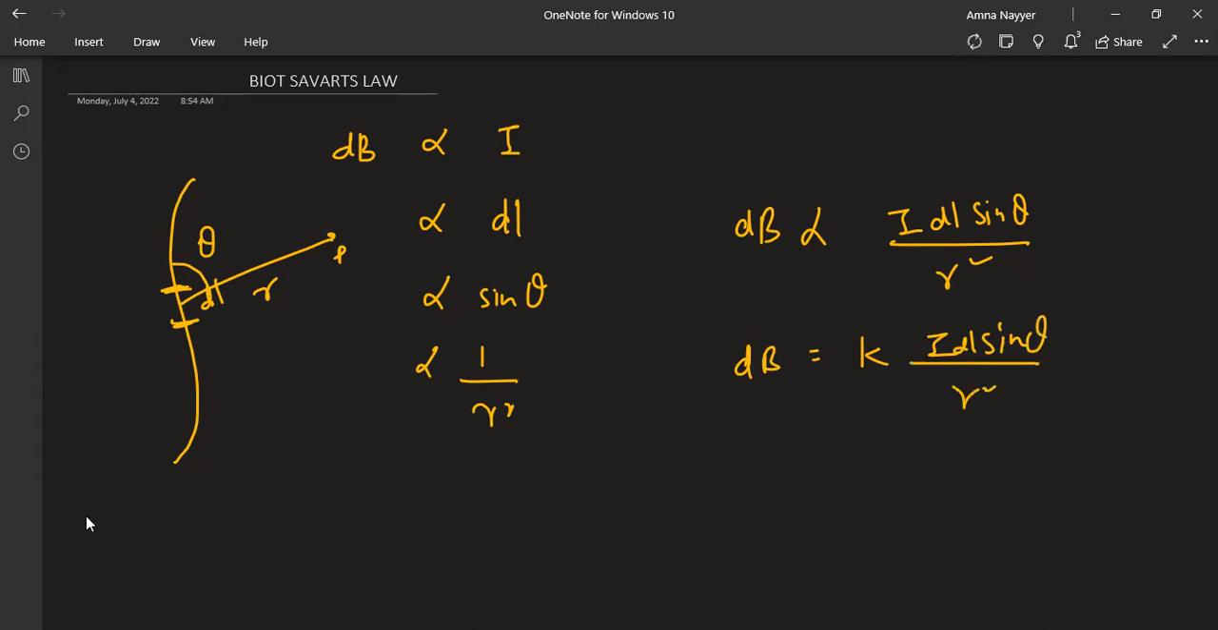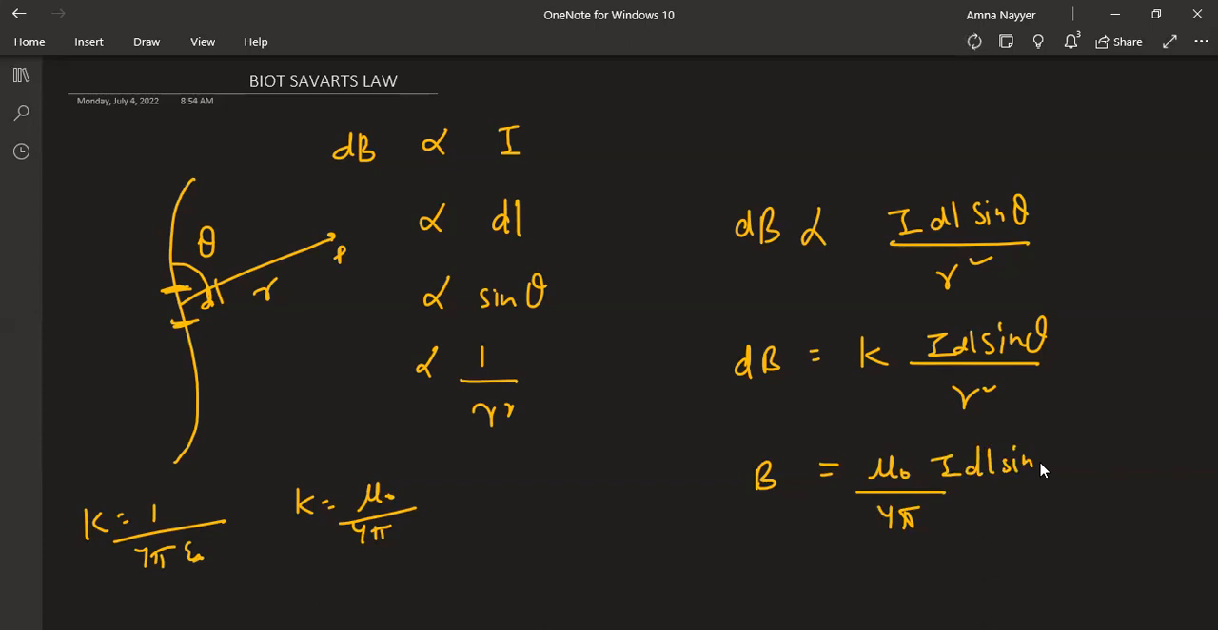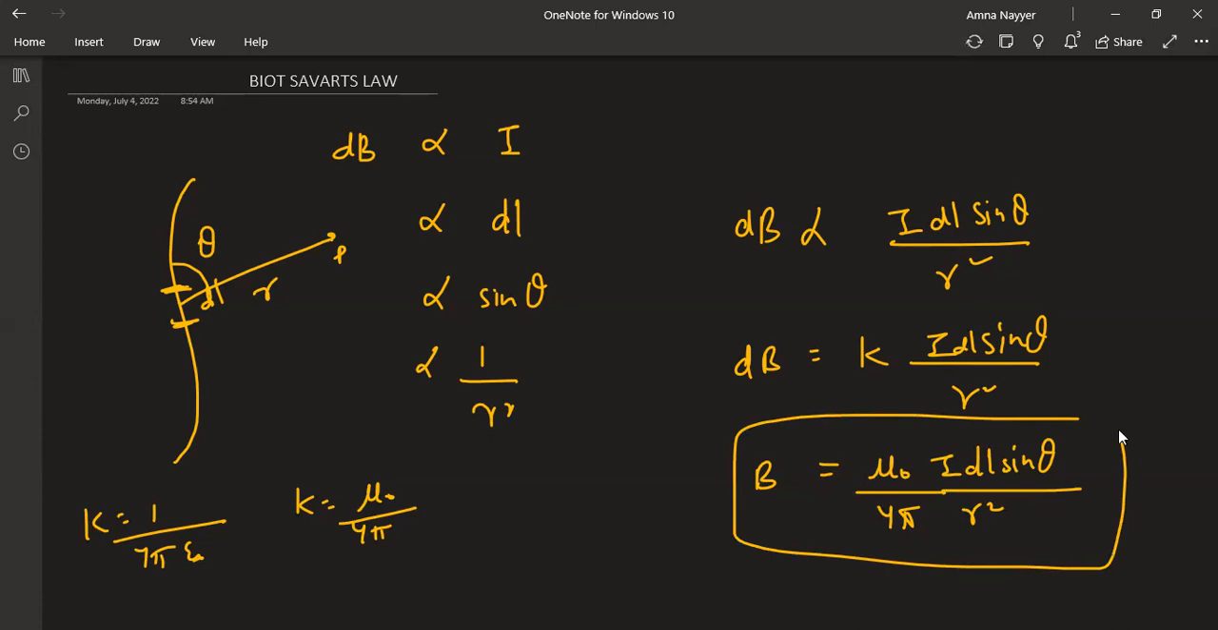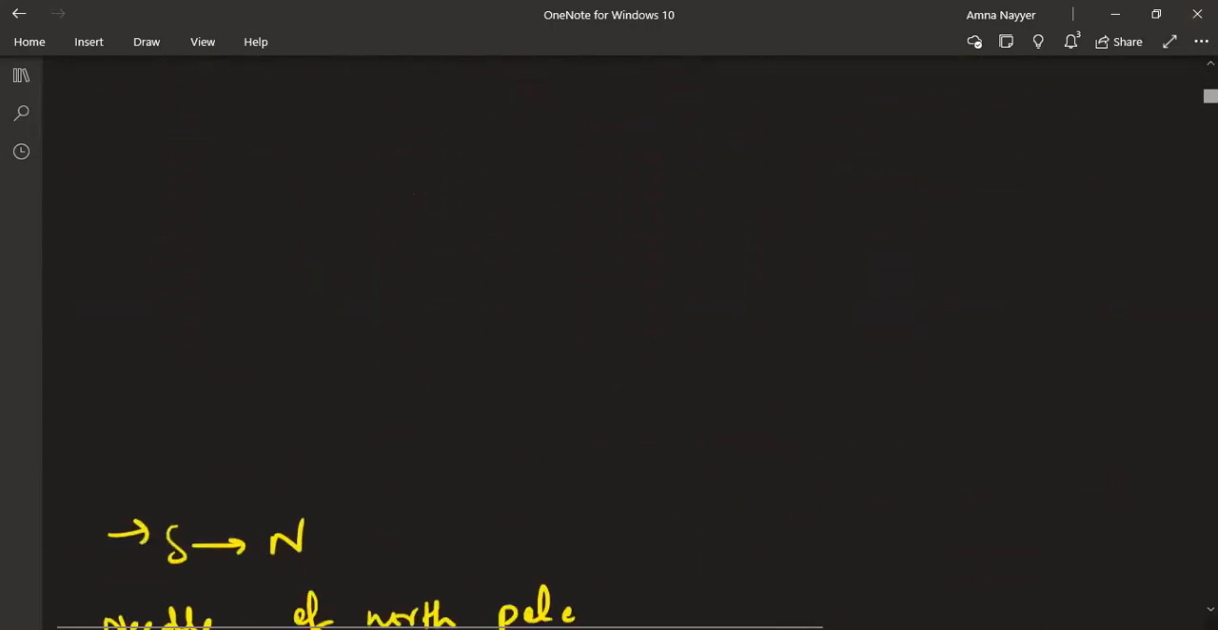Now see, in electrostatics, the value of k was 1 over 4 pi epsilon naught. Here the value of k is mu naught by 4 pi. So the magnetic field is equal to mu naught by 4 pi I dl sine theta by r square. This is the value of the magnetic field. So this is what is meant by Biot-Savart's law.